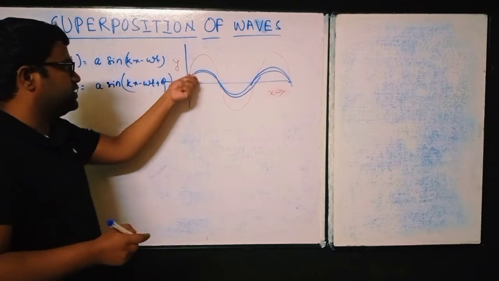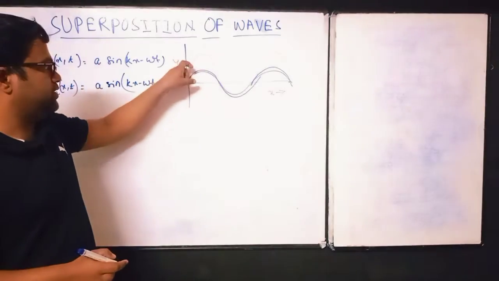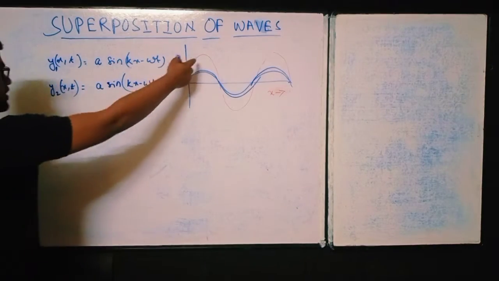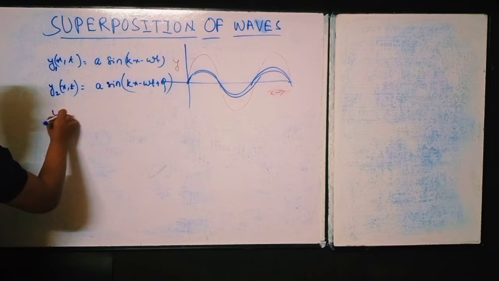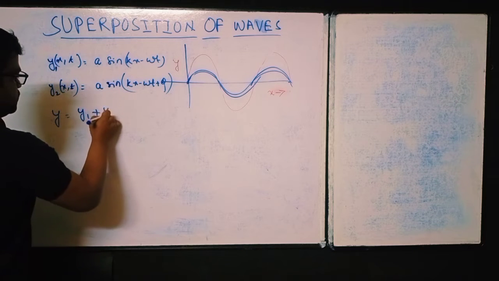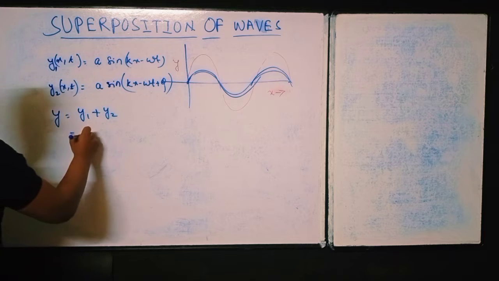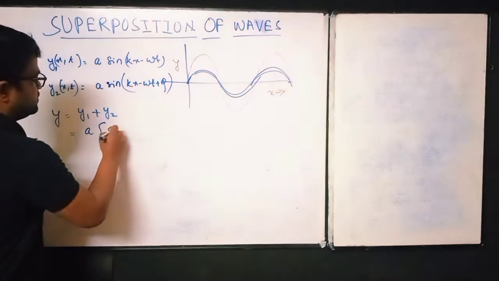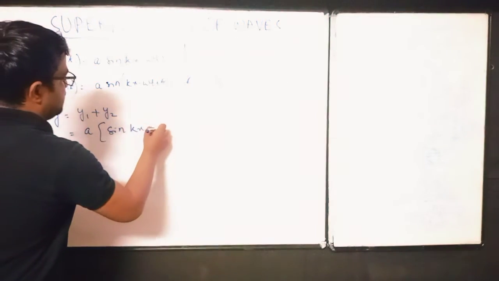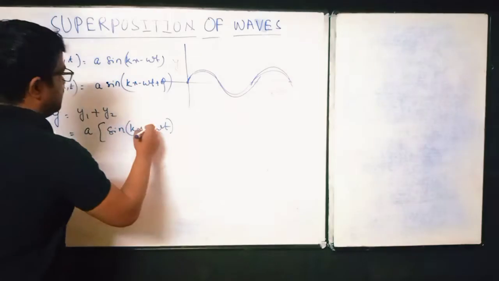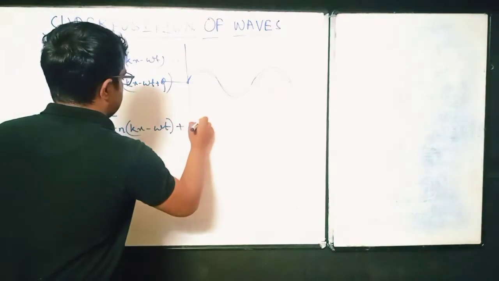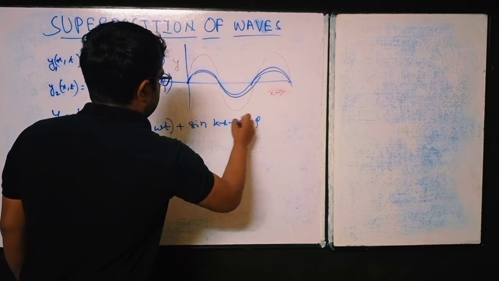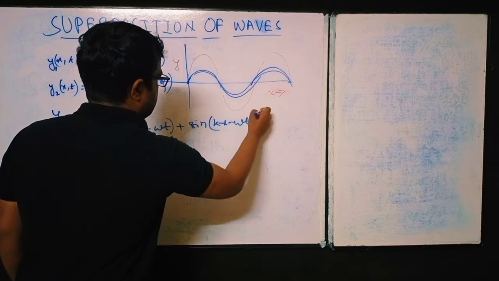Now what we are doing, we are adding these two waves. We are adding the displacement, and we'll get the net displacement of the wave, the red one you can say. So y will become y1 plus y2, and a is common in both, so I can take a common: sin(kx minus omega t) plus sin(kx minus omega t plus phi), right?